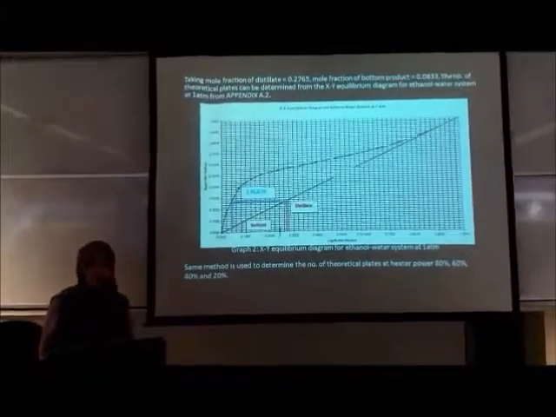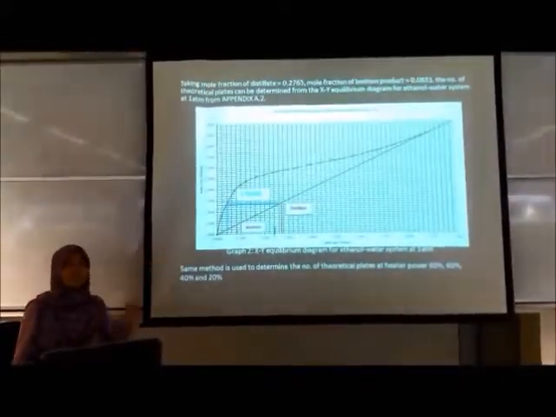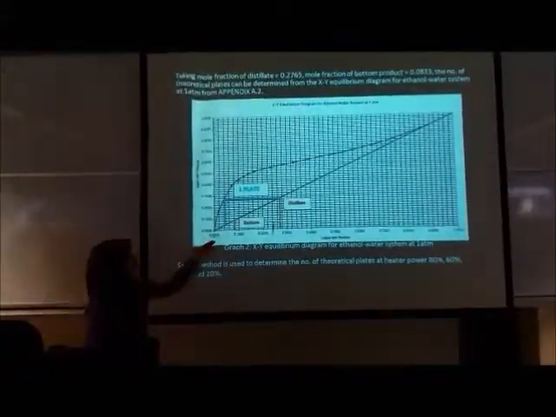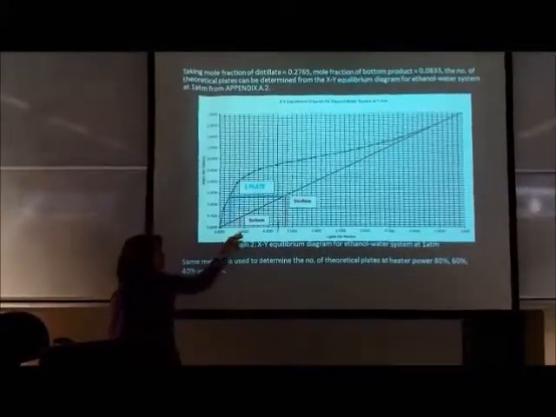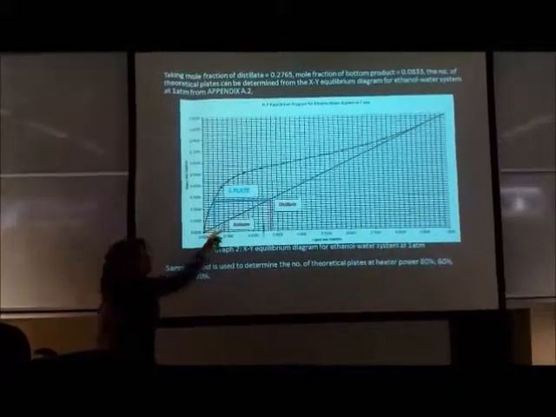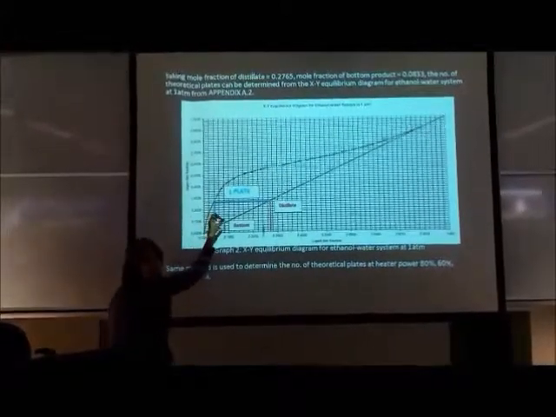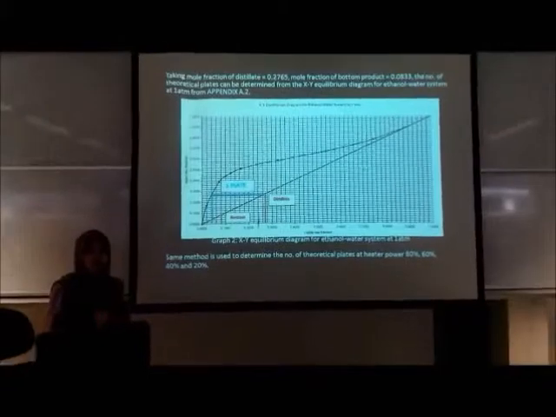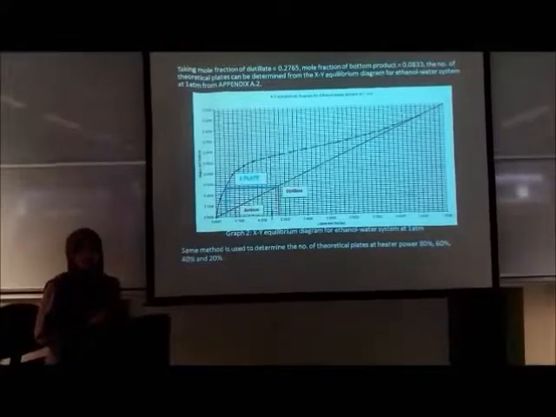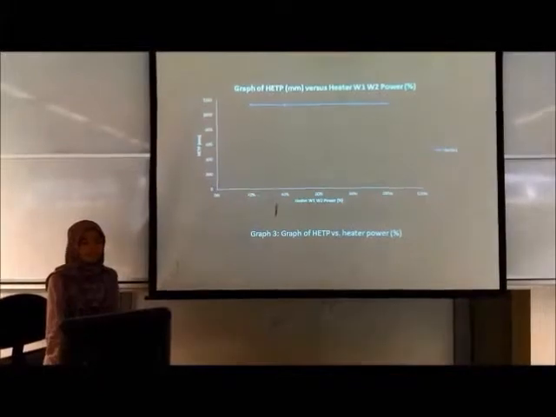Actually, this is the graph that we use to calculate the number of theoretical plates for that particular heater power. We plot the distillate mole fraction and the bottom mole fraction that we obtained from the calculation, and then we see how many plates can be obtained between these two lines. So basically, for all the heater powers, 100% to 20%, we obtain one plate for all. So yeah, this is the result of the HETP versus the heater power.